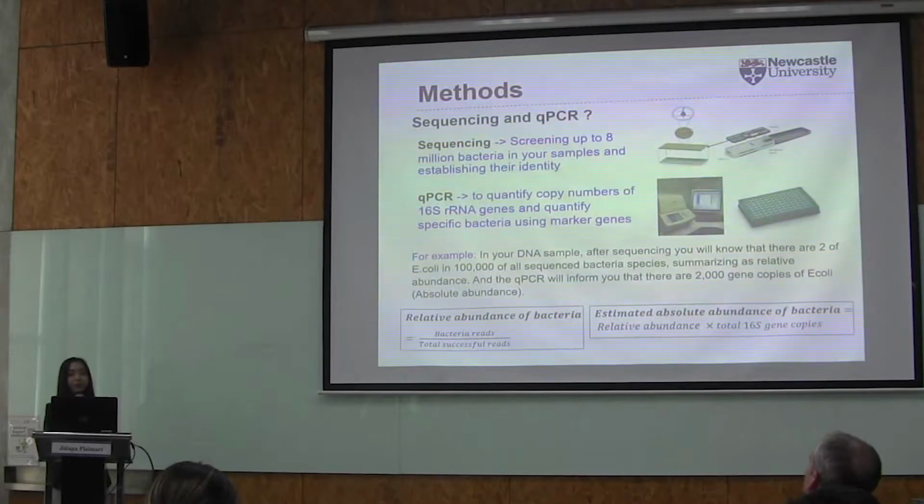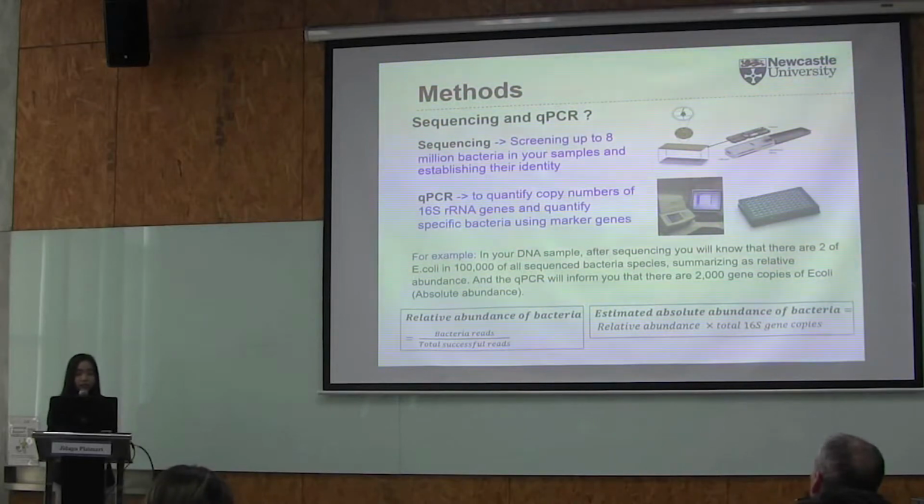So, what are the qPCR and sequencing used for? The sequencing is used for screening up to like 8 million bacteria in your sample and establishing their identity. Whereas the qPCR is used to quantify copy numbers of 16S rRNA genes and also quantify specific bacteria using marker genes. For example, in your DNA sample, after sequencing, you will know that there are 2 E. coli in 100,000 of all sequenced bacteria.